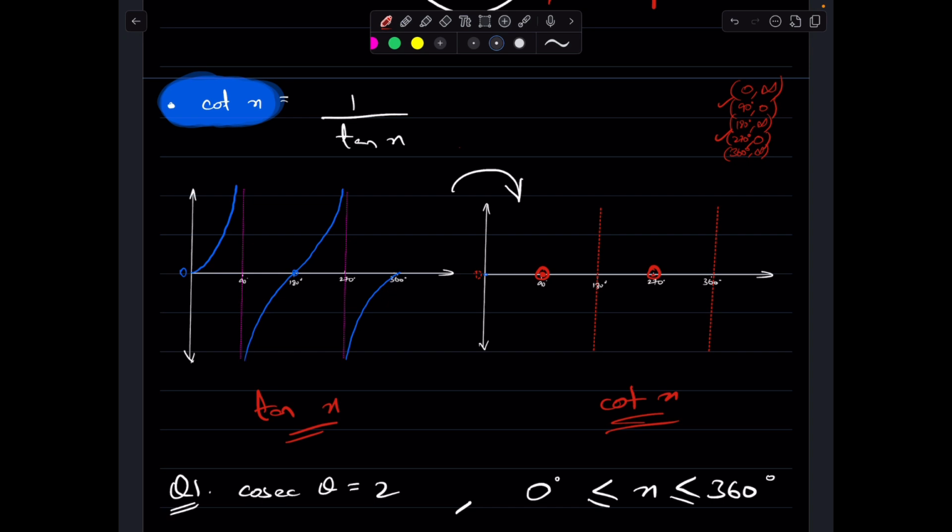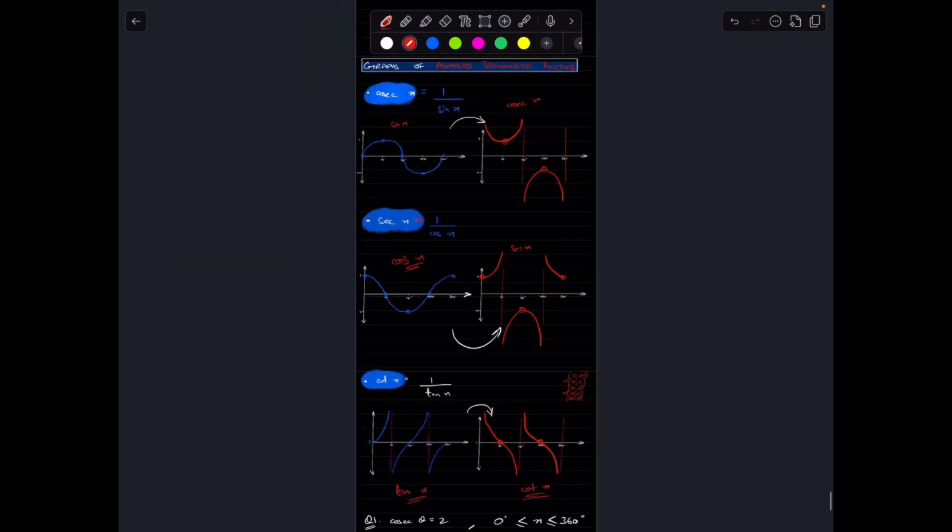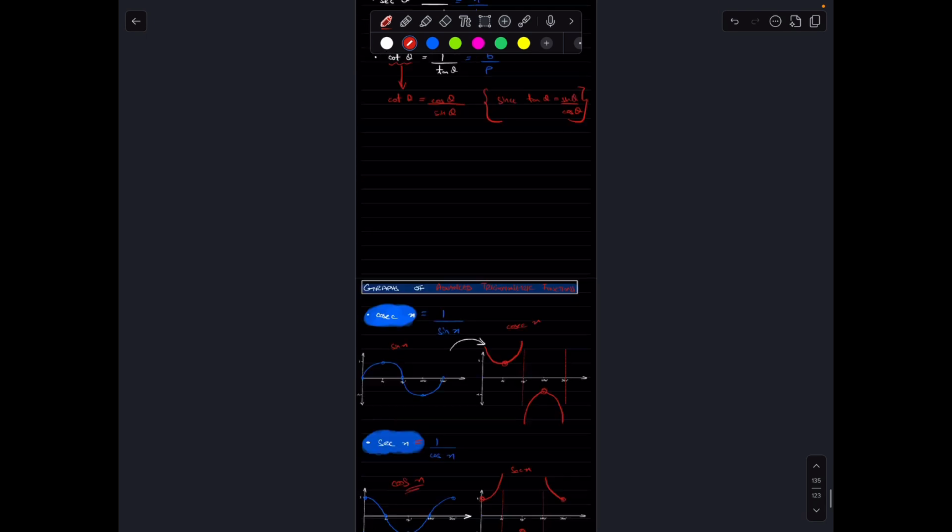So the graph would look something like this. And then here the graph would look something like this, and so on. Again, this is a curve. All right. And then, so these were the graphs of advanced trigonometric functions.